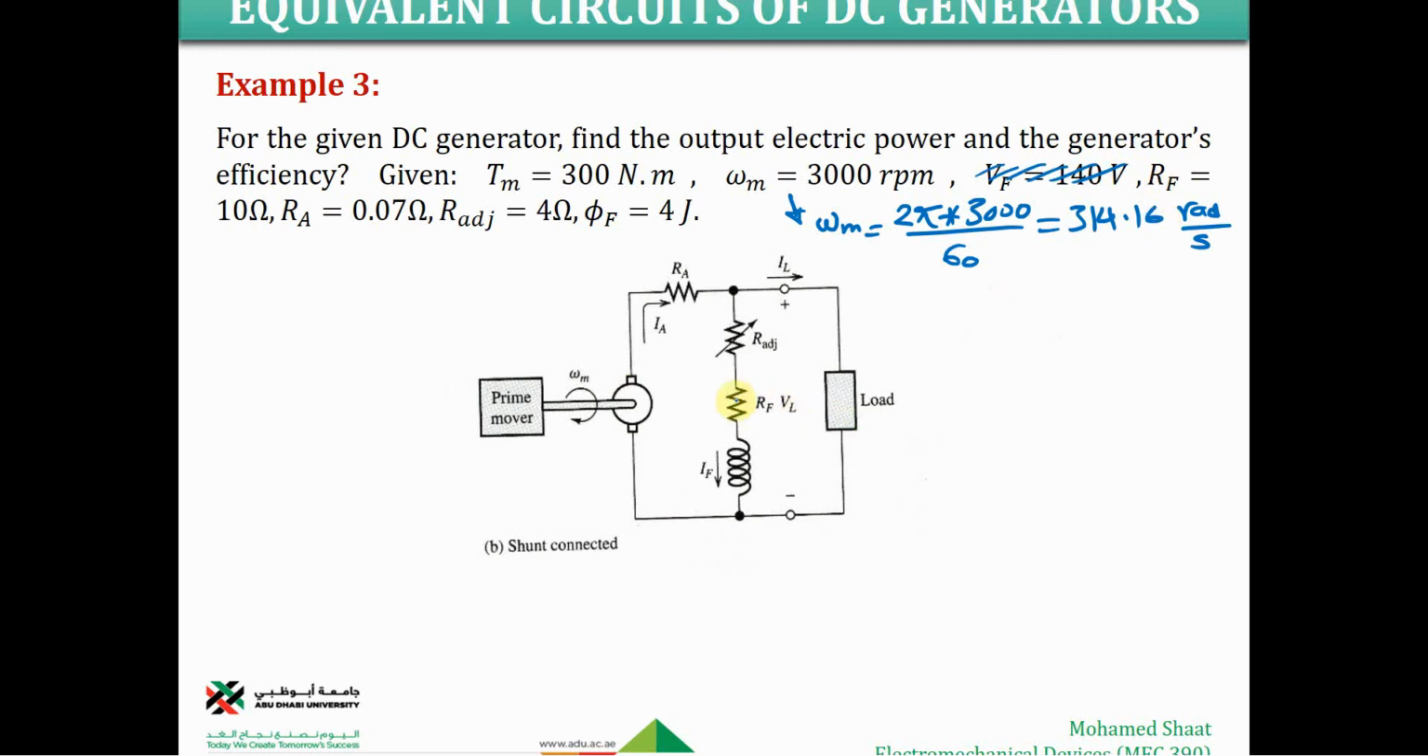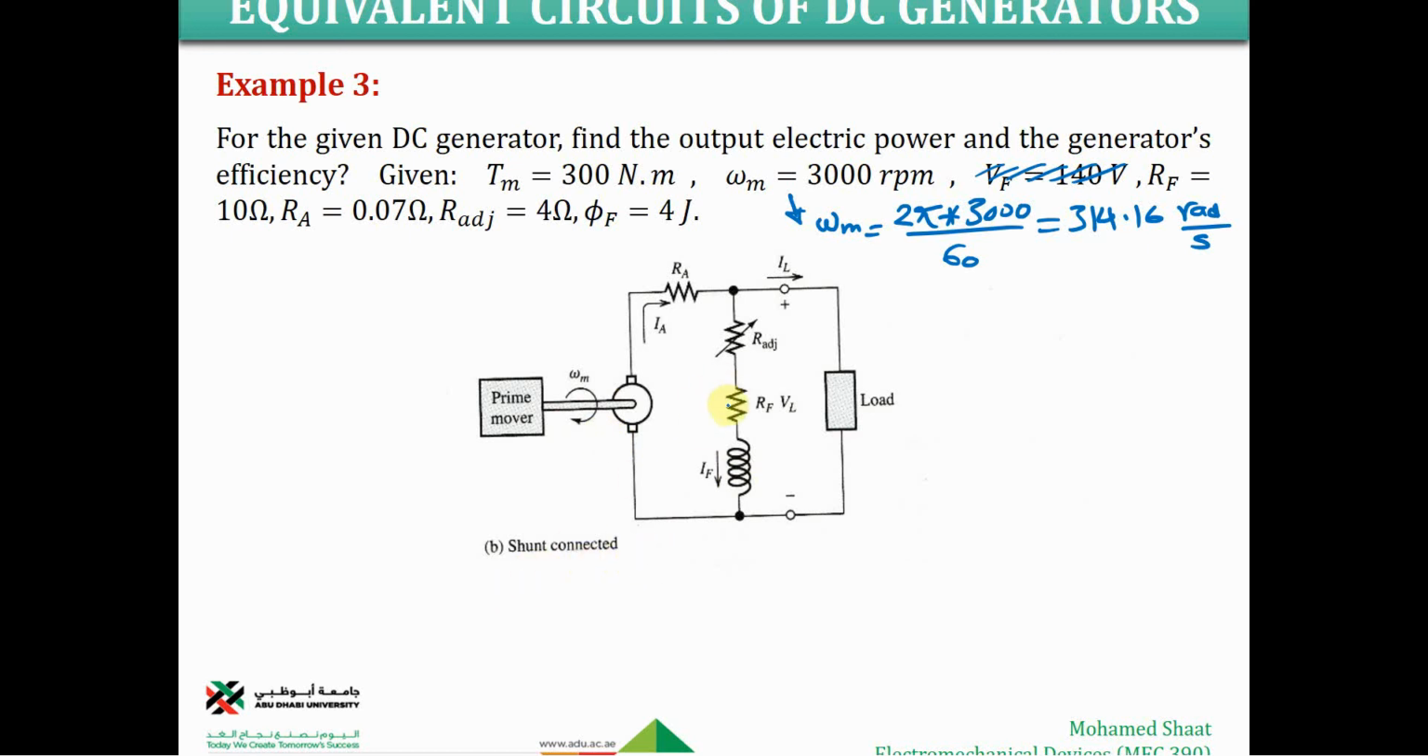And RF, but we do have the RF, which is gonna be the 10 ohms, the RA, which is gonna be the 0.07 ohms, and the R adjustable, that is 4 ohms, and the VF, which is the field, the magnetic field energy by 4 joules. And as you can see in this configuration, this is a shunt connected DC motor.